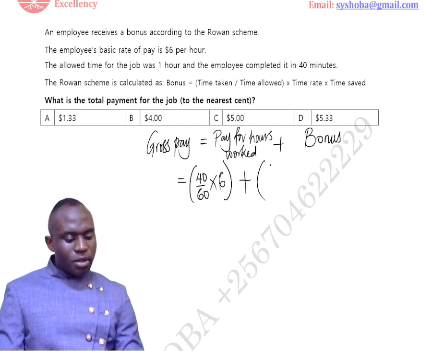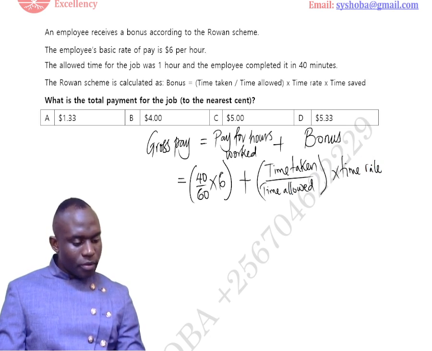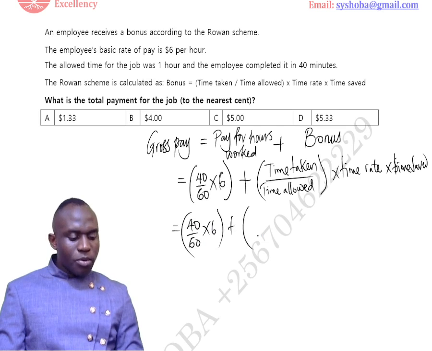But the question has said bonus is calculated as time taken divided by the time allowed, then this times the time rate, then times the time saved. Okay, so it is going to be 40 out of 60 times 6, then plus, so what is time taken? It actually took 40 minutes, but in hours it is 40 out of 60, divided by time allowed.